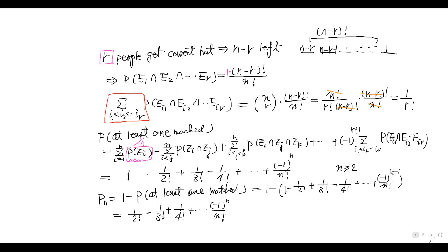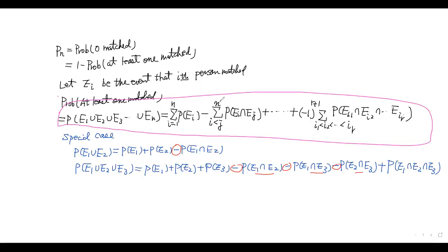Okay, so the key thing we use is this formula here, and the other key thing we use is this: zero matches is equal to 1 minus at least 1. So this is the at least 1, the purple one, right?